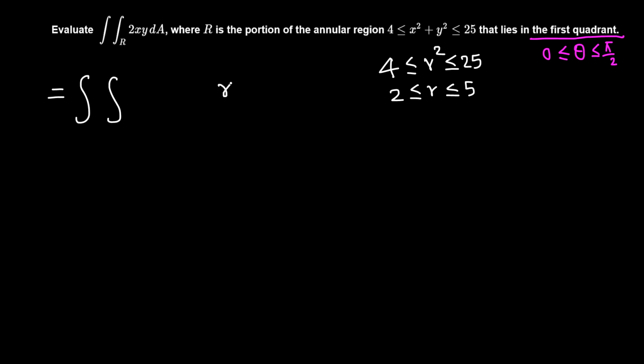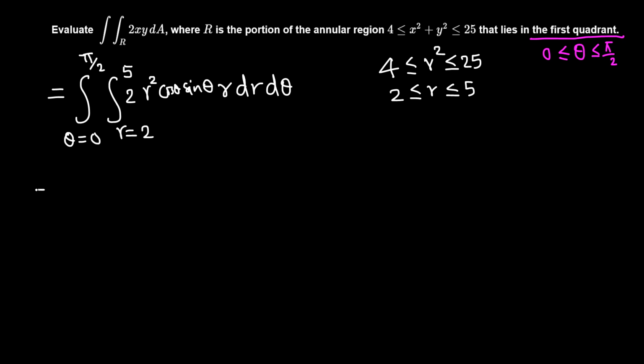This is now the same as, this dA is r dr d theta, and theta is always outside. That's 0 to pi over 2. Okay, and inside r is 2 to 5. Now 2 times x times y, 2 is 2, x times y. X is r cosine theta and y is r sine theta. So r cosine theta times r sine theta, we can write r squared cosine theta sine theta.